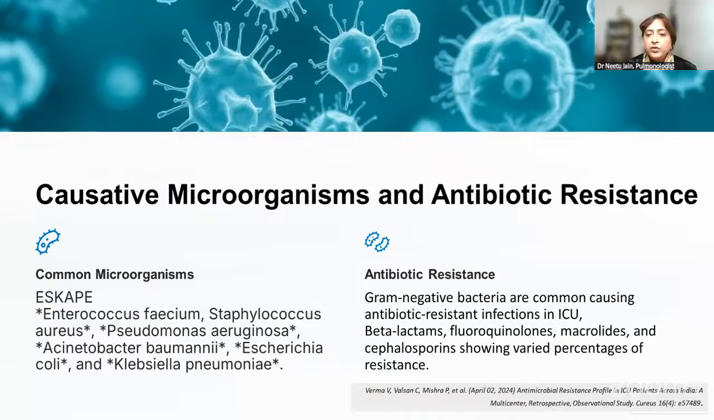If you look at the epidemiology of your own ICUs or your own hospital, the most common organism keeps varying between these ESCAPE organisms. The only thing is that their antibiotic resistance profile changes over a period of time. Whichever antibiotic you use more often in your hospital, these organisms develop resistance to those antibiotics over time. The most common organisms still in India are gram-negative organisms, which are resistant to almost all antibiotics in ICU, including beta-lactams, fluoroquinolones, macrolides, and cephalosporins, which are showing varied percentages of resistance. Let's look at the resistance data.